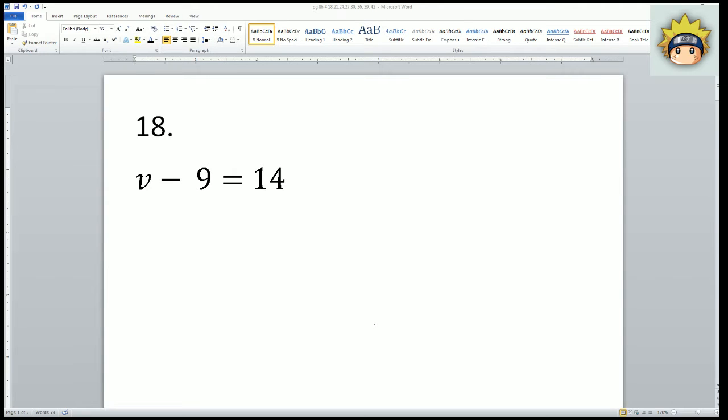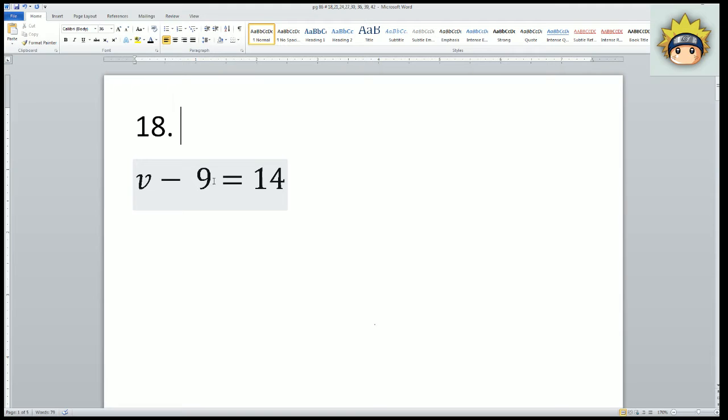This is the homework solution for page 86, numbers 18, 21, 24, 27, 30, 36, 39, and 42. What we have here is number 18, and all these problems will ask us to solve for this equation. To solve, we have to isolate the variable, right? That also means get the variable alone. And to do that, we do the inverse operator, okay?